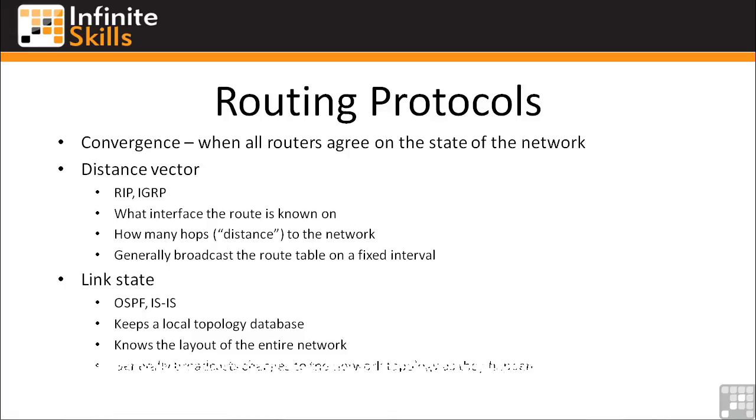Unlike distance vector routing protocols, link state routing protocols broadcast changes to the network topology as they happen. So if you have a router that's running OSPF and one of its links goes down, it will recognize, hey, this link is down after just a few seconds. It will recalculate its local copy of the topology database and will send that updated change out to all of its connected neighbors. Because of this, link state routing protocols have a much quicker convergence than distance vector routing protocols.